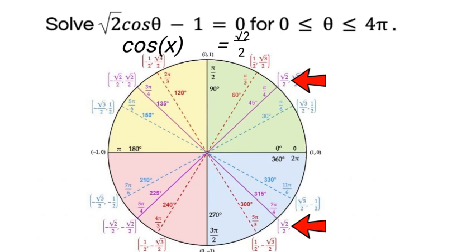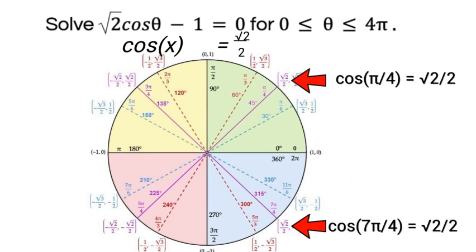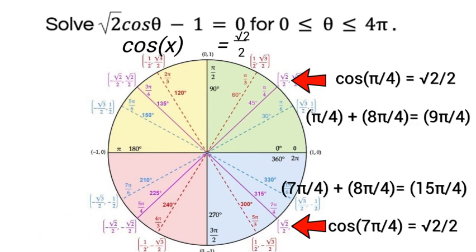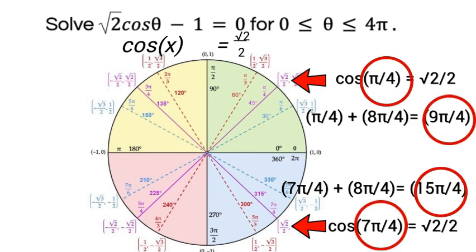But, oh look, suddenly there's a different domain. Remember how a circle is 360 degrees, or 2 pi? Well, now it's asking us to find it within 4 pi, which means another rotation. So let's just add another 2 pi to our answers. Remember how to add fractions? Pi over 4 plus 8 pi over 4 gives us 9 pi over 4. Furthermore, 7 pi over 4 plus 8 pi over 4 gives us 15 pi over 4. So now we have our 4 answers.